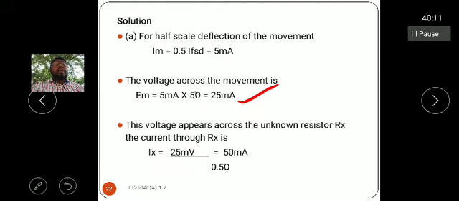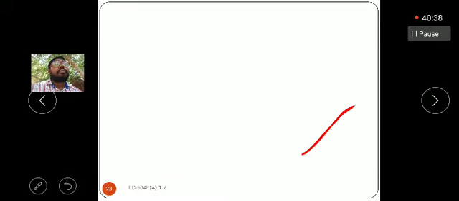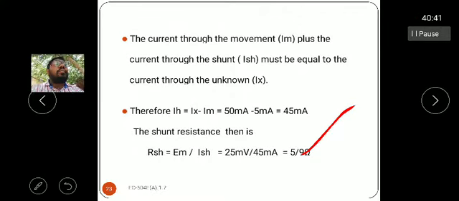The total voltage drop across the movement is equal to 25 millivolts. Then this voltage appears across the unknown resistance Rx. The current through Rx is equal to 25 millivolts divided by 0.5, so the current passing through the unknown resistance is 50 milliamps. Then the current through the movement plus the current through the shunt must be equal to the current through the unknown resistance. Therefore, shunt current is equal to Ix minus Im.